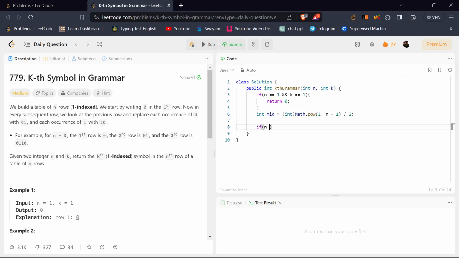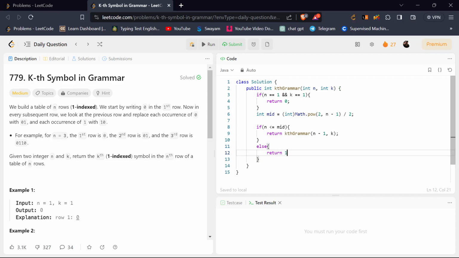And if k is less than or equal to mid, what we need to do? We need to return kthGrammar n minus 1 comma k. And if this is the not case, then we need to return 1 minus kthGrammar of n minus 1 comma k minus mid.